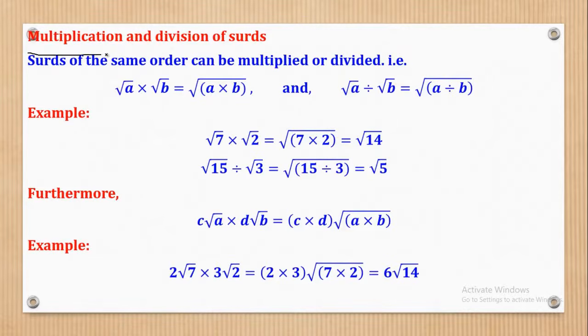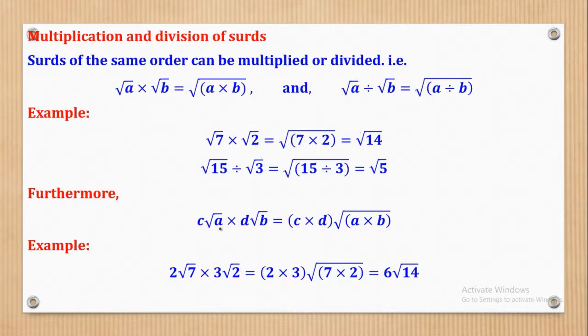The next is multiplication and division of surds. Surds of the same order can be multiplied or divided. For example, if I have root a times root b, it is the same as root of a times b under the same root. Then also root a divided by root b is the same as square root of a divided by b. For example, if I have root 7 times root 2, it is the same as square root of 7 times 2, which is square root of 14. And also root 15 divided by root 3 is the same as square root of 15 divided by 3, which is the same as root 5.